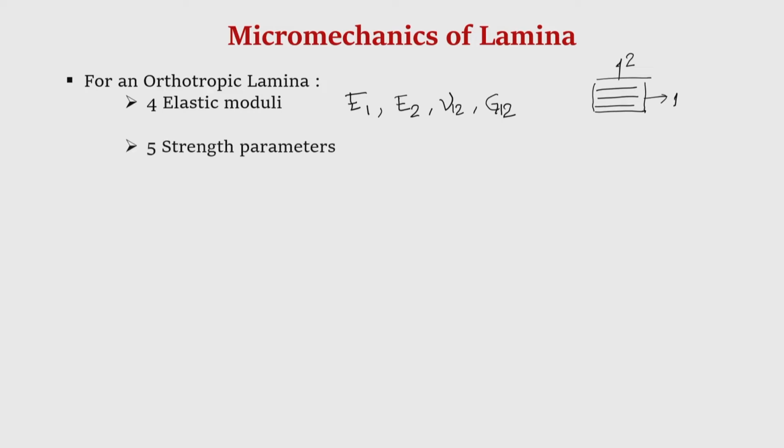Similarly, we have 5 strength parameters. What are those strength parameters? The strength parameters for an orthotropic lamina, because of their direction dependency, are the longitudinal tensile strength sigma 1 Tu, longitudinal compression strength sigma 1 Cu, transverse tensile strength sigma 2 Tu, transverse compression strength sigma 2 Cu, and in-plane shear strength tau 12 u. They are not equal because the strengths are also direction dependent. Therefore, we have 5 strength parameters.